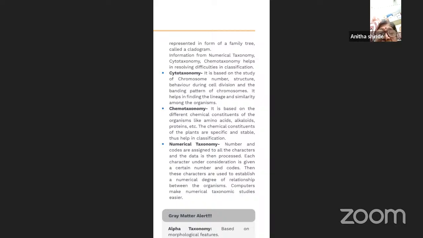Numerical taxonomy actually deals with this. Codes are assigned to these characters. They collect that fossil and find out what characters are present, and the data they have collected, they process with the help of the computer. They put those characters in the form of data in the computer, process it, and try to find out the characteristics, or their actual ancestor, from where they have come. That is how they deal with it. So this subject is called numerical taxonomy.